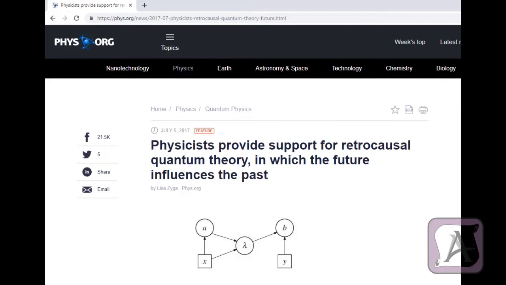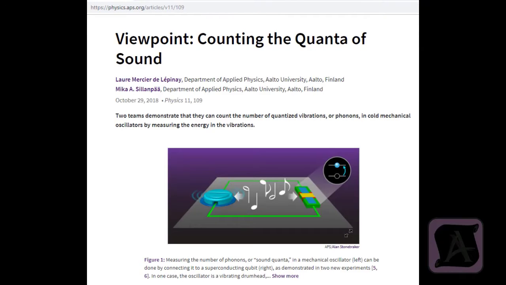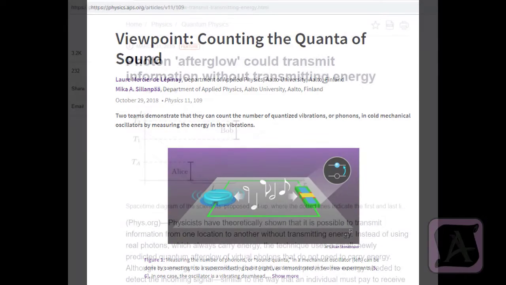This is also an interesting article at Phys.org. Physicists provide support for retro-causal quantum theory in which the future influences the past. So what I think Maylor is saying about the payload is that when scientists look at these sound waves and how they travel through certain types of matter, there will be some amazing results and discoveries.